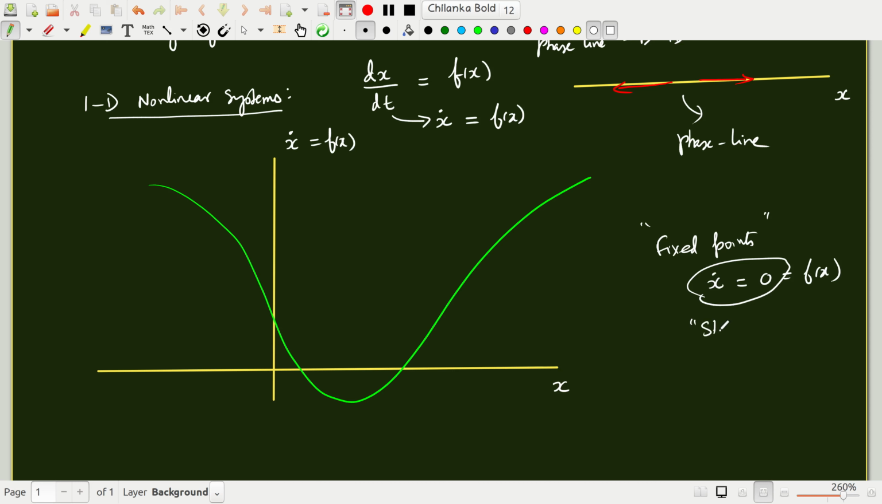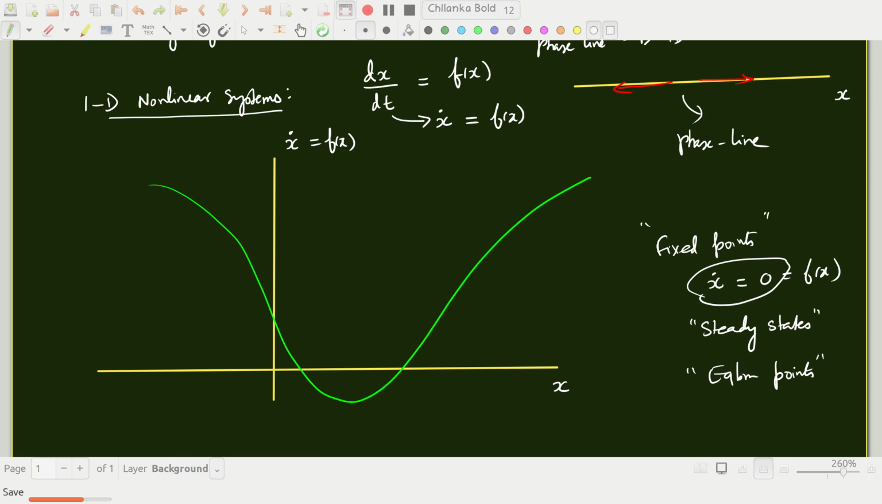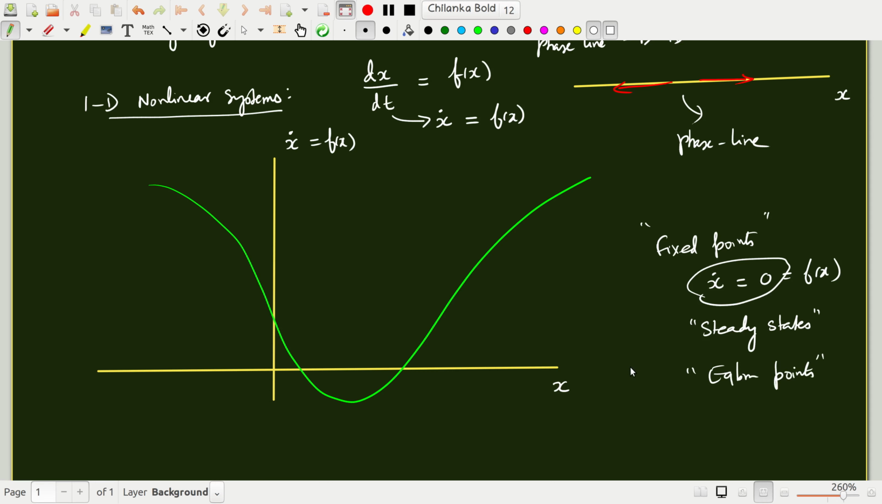So in the language of transport phenomena or fluid mechanics, these are called steady states. Sometimes these are also called equilibrium points, depending on various disciplines of science. We use different jargon to represent the same idea, right? And now, these are two fixed points. Now you can categorize the fixed points as being stable or unstable by looking at whether, if you move a little away from the fixed point, you will go back towards the same fixed point or you will fly away from that fixed point.